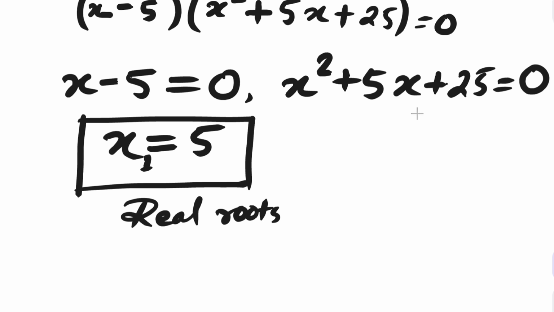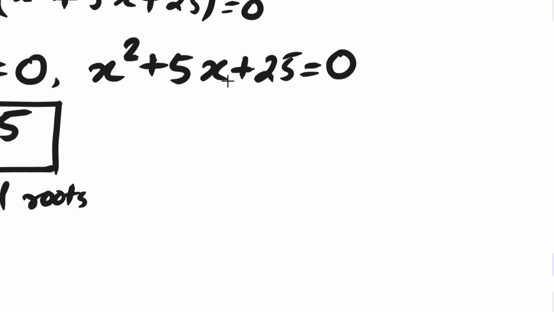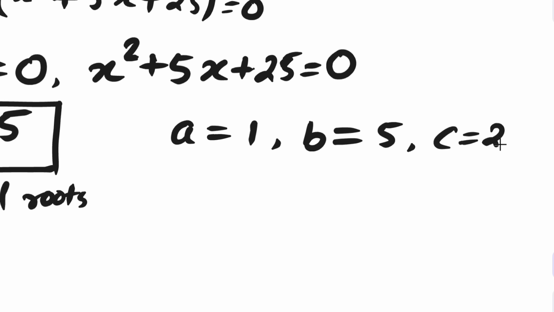Now let's move to the second case, because this is where the other 2 roots are hiding. We have x squared plus 5x plus 25 equals 0. And since this is a quadratic equation, we're going to use the quadratic formula. But before that, let's identify our coefficients. a equals 1, b equals 5, and c equals 25.